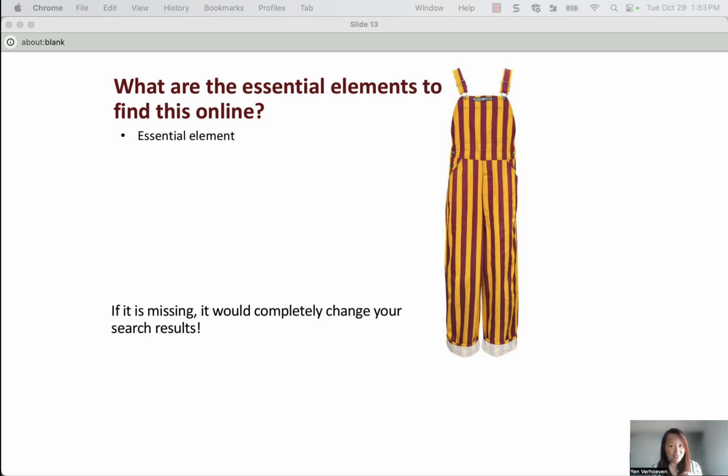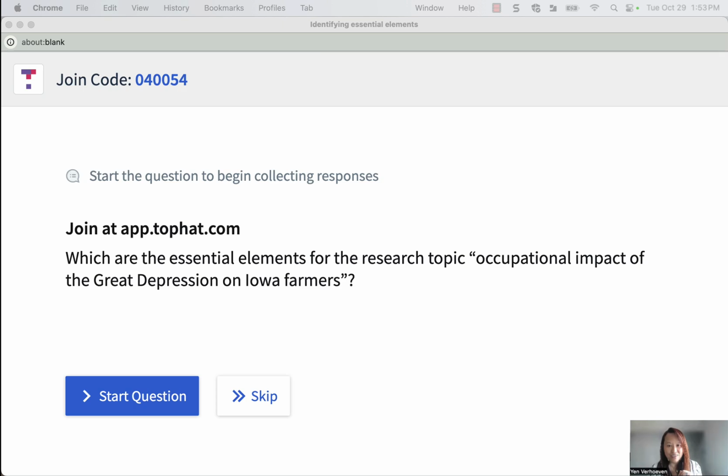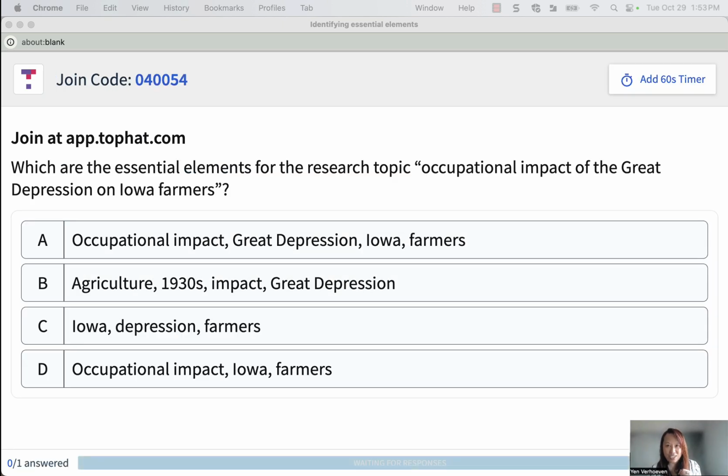You're feeling it, right? So here's an essential elements question. What are the essential elements for the research topic, occupational impact of the Great Depression on Iowa farmers? A, occupational impact, Great Depression, Iowa farmers. B, agriculture, 1930s, impact, Great Depression. C, Iowa Depression farmers. Or D, occupational impact, Iowa and farmers.